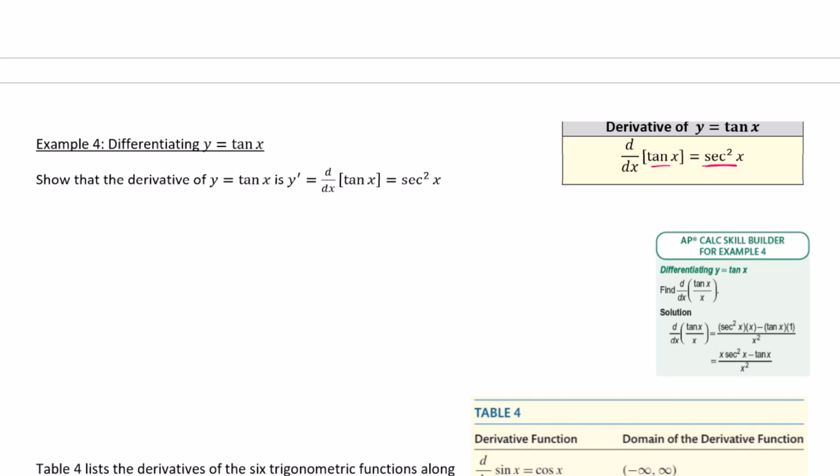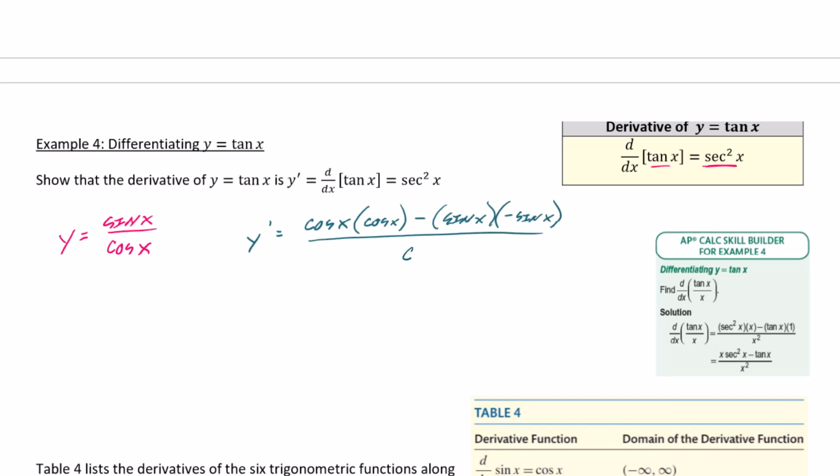So if I wanted to show that the derivative of that is in fact secant squared, I'll go ahead and mimic that. So first thing is just rewrite it as sine over cosine, since that is equivalent to tangent. That's just the quotient identity for it. And then if we use the quotient rule, I'd end up being able to see that y prime should equal the bottom function times the derivative of the top function, which would be cosine, minus the top function, which is sine, times the derivative of the bottom function, which is negative sine, and then it's all over whatever the bottom function is, squared.